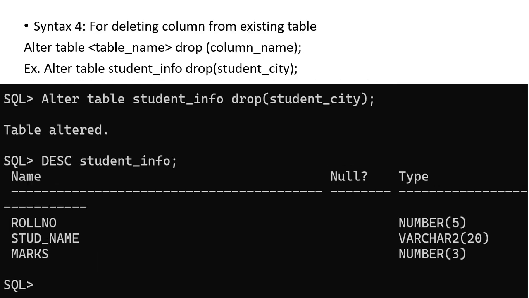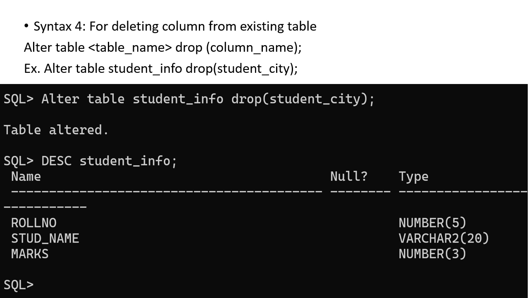So next syntax of alter table command is for deleting the column from an existing table. Suppose I want to delete a created column from the table, then I can use the syntax as alter table table name drop column name. Here in the column name, you need to write the name of the column which you want to delete from the table.